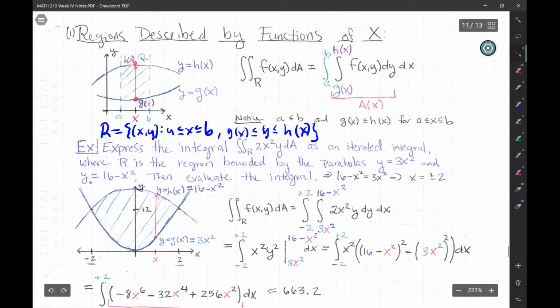Here's the two parabolas. The purple is 16 minus x squared. The blue is 3x squared. And so the region that bounds them, we'd like to know where they intersect to know where the integral over x should go from and to. So we equate the y values of the two parabolas, and we get that x is equal to plus or minus 2. That's where they intersect.